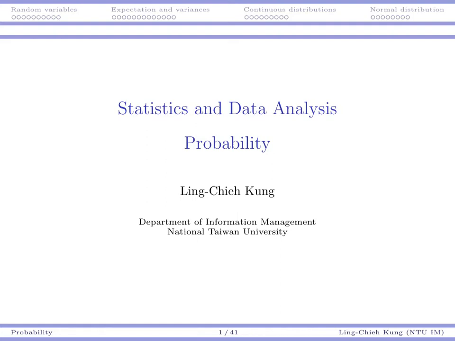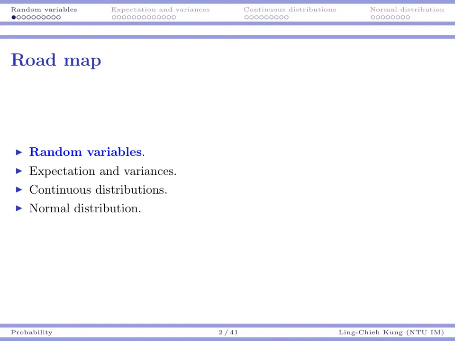Hi everyone. Today we're going to introduce probability, or a theory of probability. In today's video we're going to give you several concepts. First is about random variables. Those are tools that we use to describe random events or random outcomes.